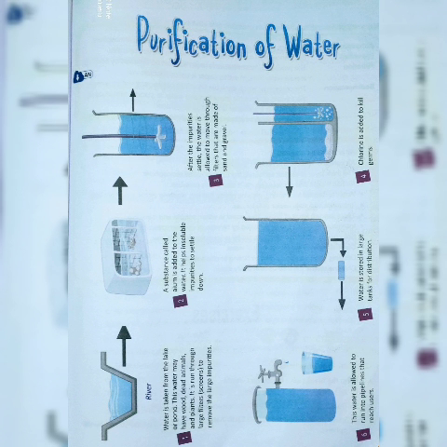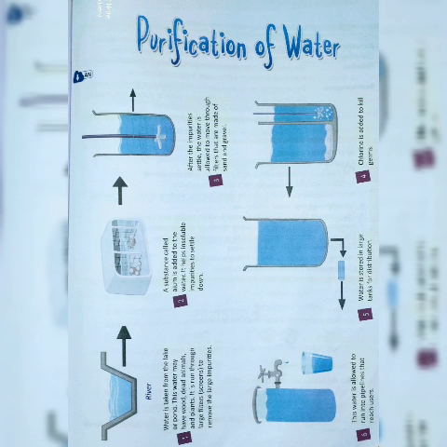Another method of purifying water is by adding chlorine tablets. These days, chlorine tablets are easily available. Adding chlorine tablets in water kills germs and makes the water fit for drinking. This process of purifying water is called chlorination. These two methods are used for purifying drinking water.